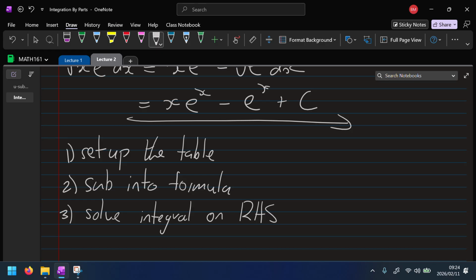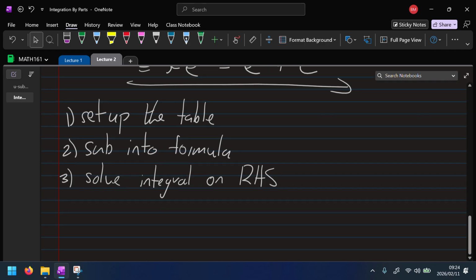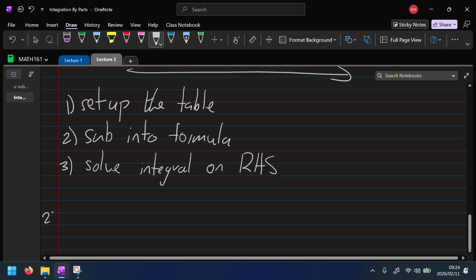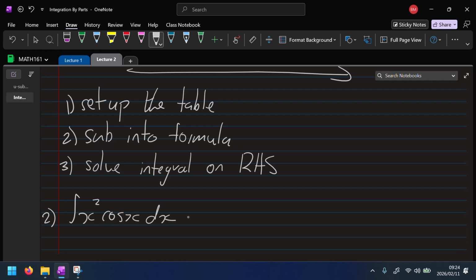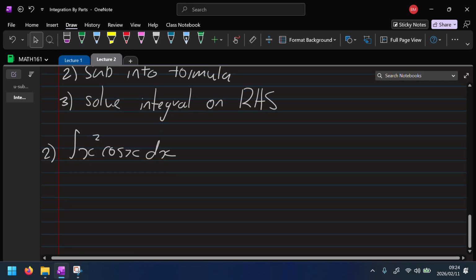Okay, 3 steps. Let's have a look at another example. Number 2. We have the integral of x squared cos x dx. Okay, so we'll go through it step by step again.